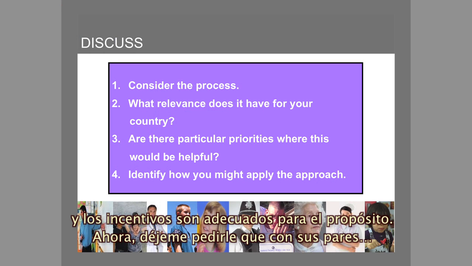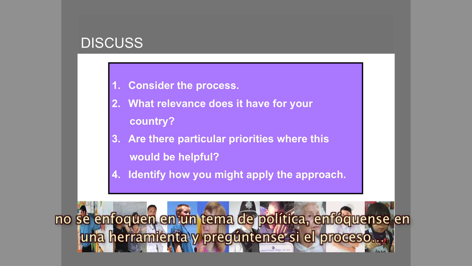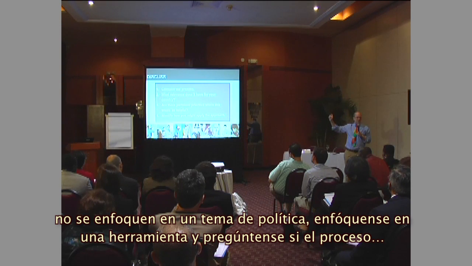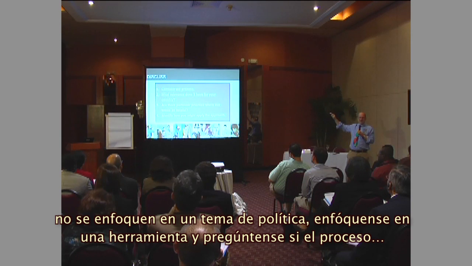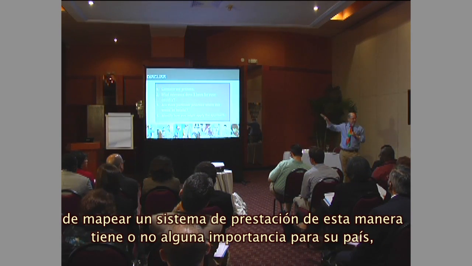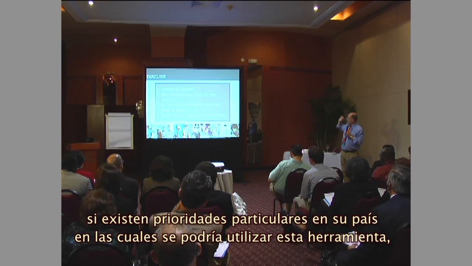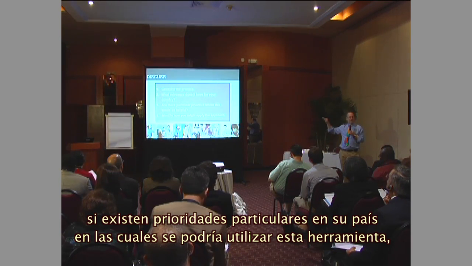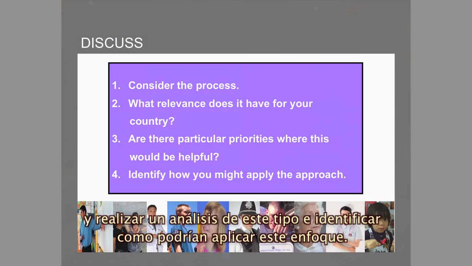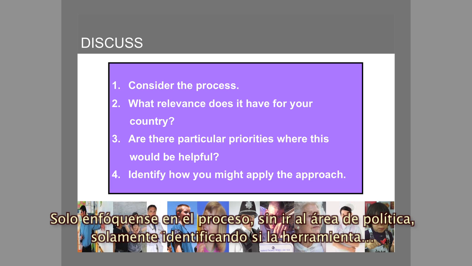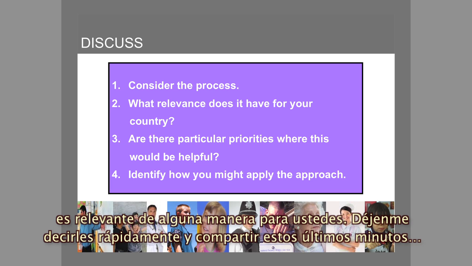Now, let me stop and ask you, within your pairs, not to focus on a policy issue, but to focus on the tool, and ask yourself, does the process of mapping a delivery system in that sort of way have any relevance to your country? Are there particular priorities in your country where it might be useful to do the analysis in this sort of way, and how might you apply the approach? Just focus on the process, not the policy area, and identify whether or not the tool has any relevance whatsoever to you.